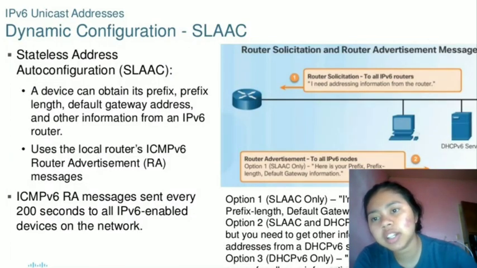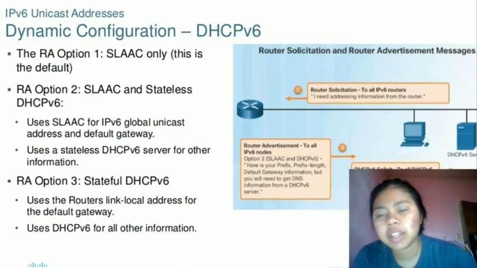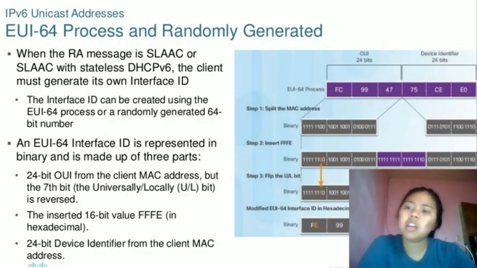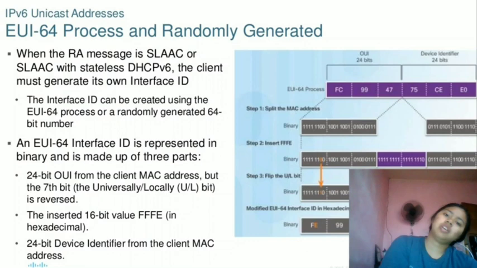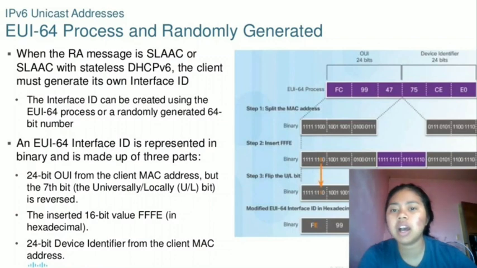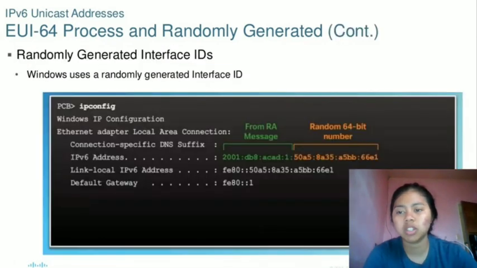Dynamic configuration, stateless address autoconfiguration. A device can obtain its prefix length, default gateway address, and other information from an IPv6 router. Dynamic configuration: RA option 1, RA option 2, and RA option 3. EUI-64 process and randomly generated. When the RA message is SLAAC, or SLAAC with stateless DHCPv6, the client must generate its own interface ID.